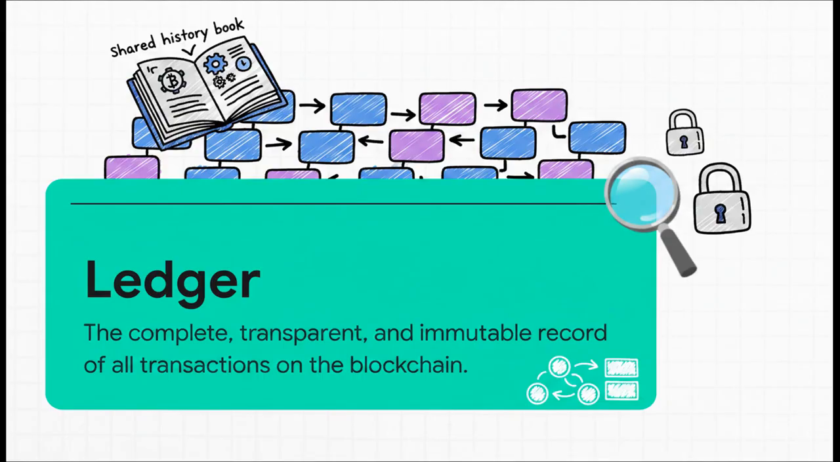And when you put all these pieces together, what do you get? You get the ledger. This is it, the definitive shared history book for the entire network. It's an unchangeable and, on public chains at least, a totally transparent record of every single transaction that has ever happened. It is the one and only source of truth.